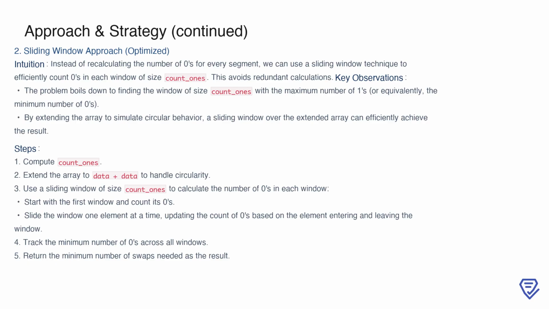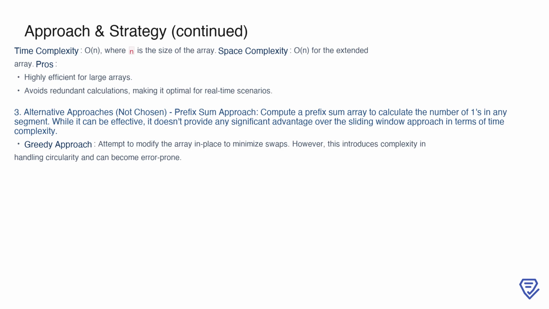As we slide through the extended array, we track the minimum number of zeros encountered, which directly corresponds to the minimum swaps needed to group all the ones together. The sliding window approach shines in terms of efficiency. Its time complexity is linear, O(n), where n is the size of the array, since each element is processed at most twice, once when it enters the window and once when it leaves. The space complexity remains O(n) due to the extended array. Compared to the brute force method, this approach is highly efficient for large arrays and avoids redundant calculations.